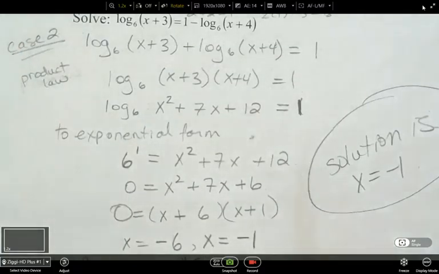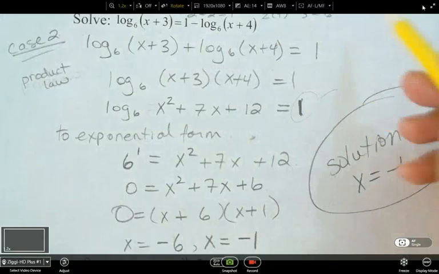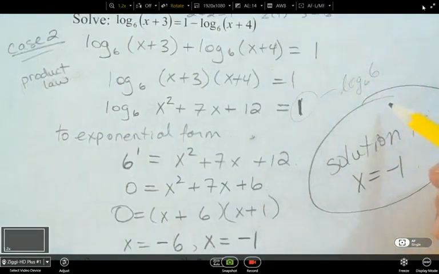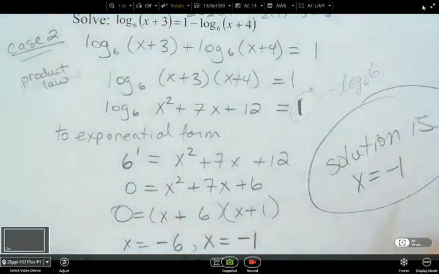Now, some people might also notice that this can be written as log 6 base 6, okay? And you can then have your log equals log, and then you could drop the logs and solve the arguments there. That's totally fine. That works, gives you the exact same answer, okay?